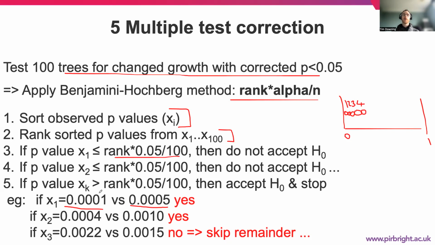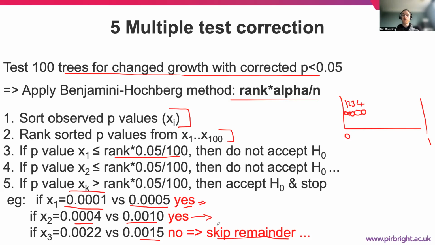And we say that if this observed value is smaller than our threshold value, we do not accept the null hypothesis for this value. We can study that further. And then for the second one, if we have value 0.004 and the threshold value is 0.0010, we might say, yes, let's look at that further in the same way. And if a third one is 0.0022 and our threshold value is 0.0015, we might say, no, we accept the null hypothesis for that particular feature and skip the remainder. So skip all the other ones. We don't need to do any further testing.